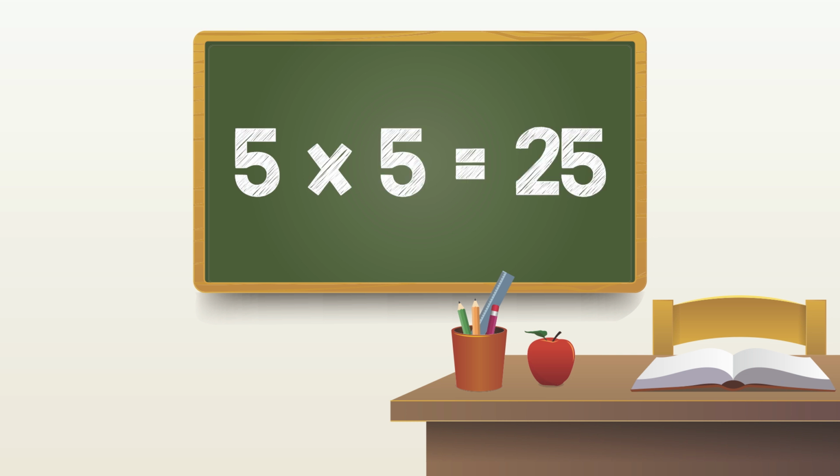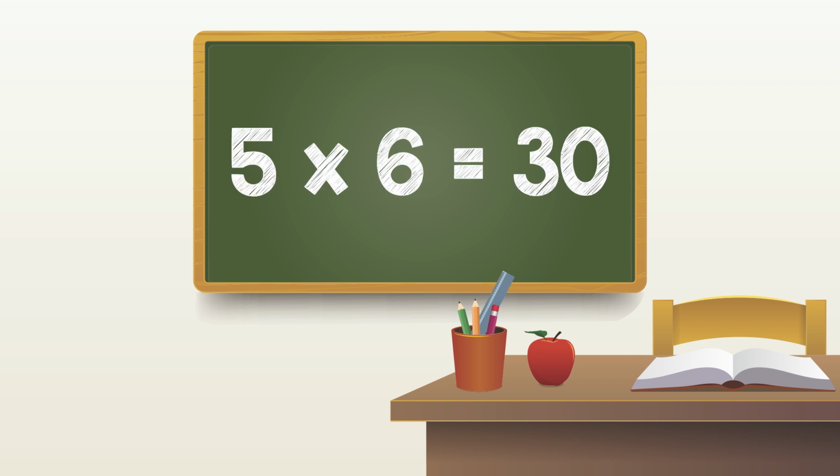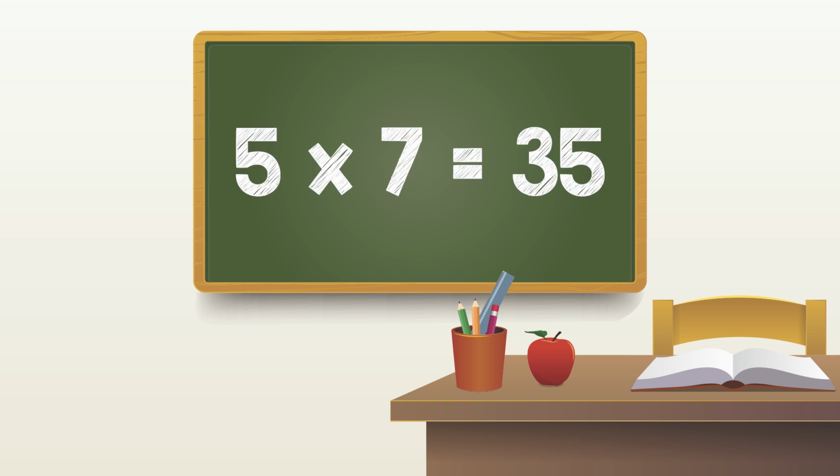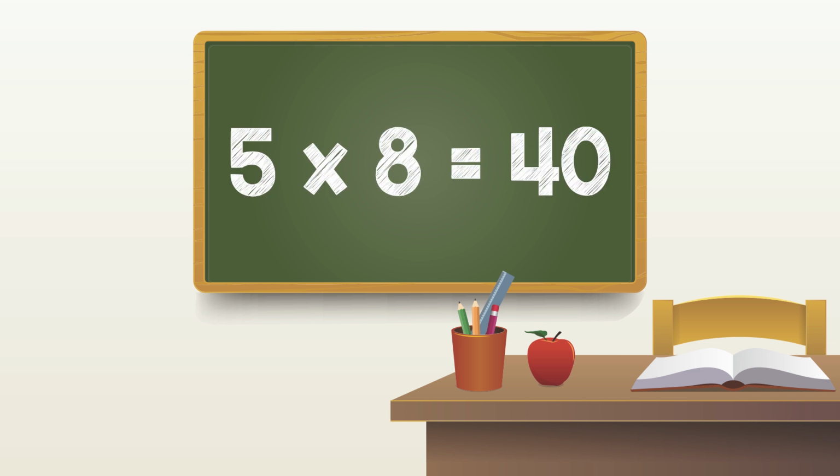5 fives are 25. 5 sixes are 30. 5 sevens are 35. 5 eights are 40.